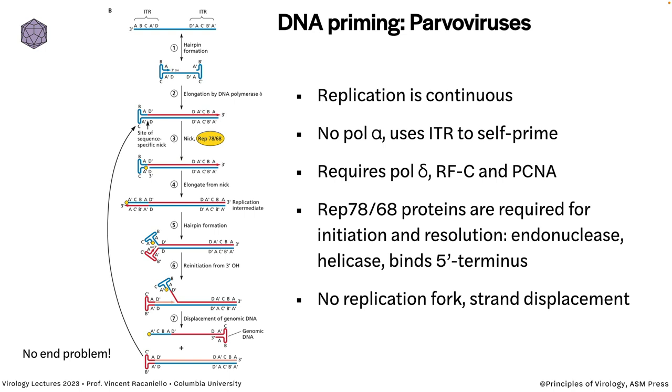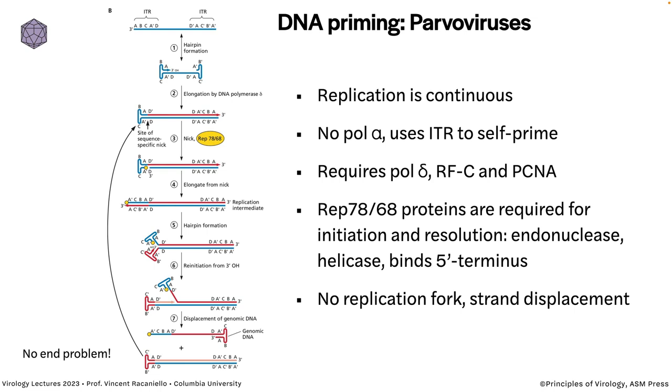There's displacement synthesis primed by this hairpin primer to begin with. And the cell polymerases do the synthesis. There's no pol alpha because we don't need RNA primers. So we don't need pol alpha, but delta and some other proteins are needed to polymerize. And this rep protein is called rep 78/68.